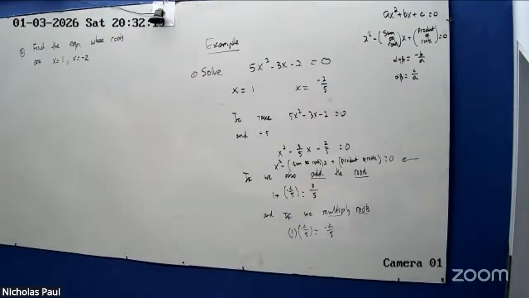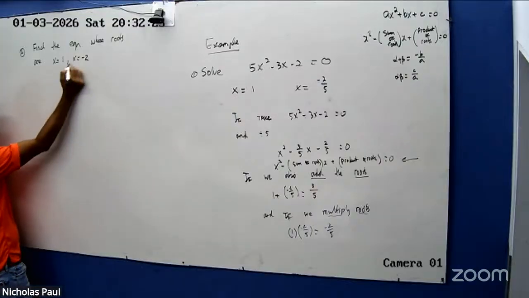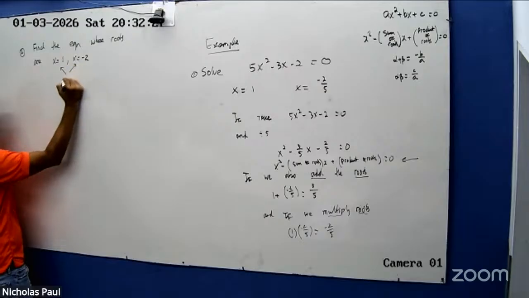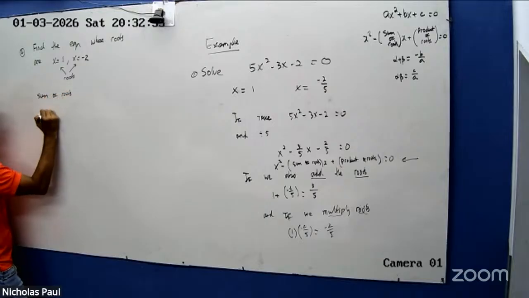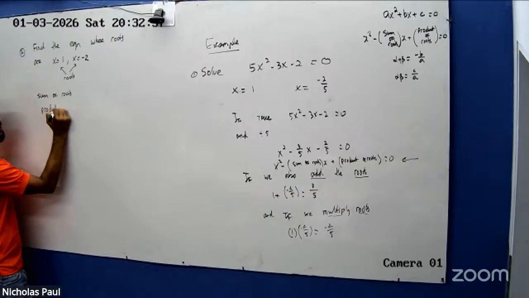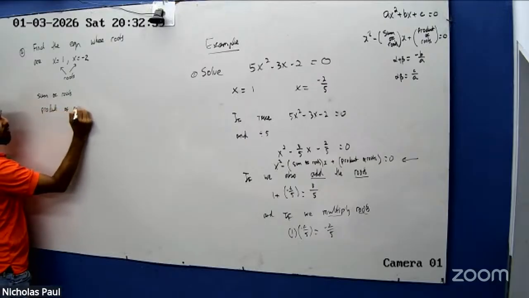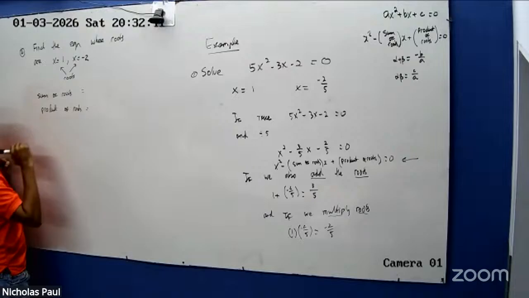You have to find the sum of the roots and product of the roots. These are your roots here. So I want you to find the sum of the roots, and I want you to find the product of the roots. And once you have that, plug it into the equation.